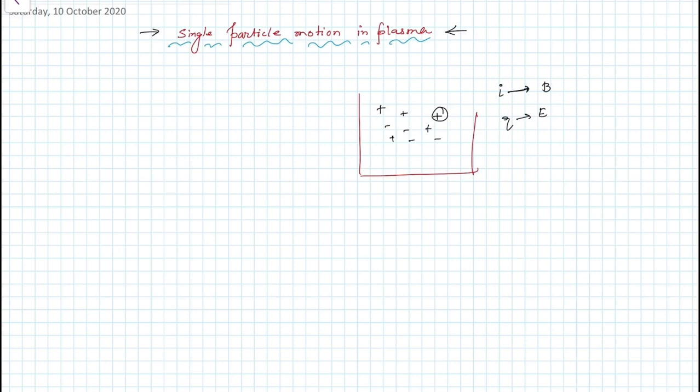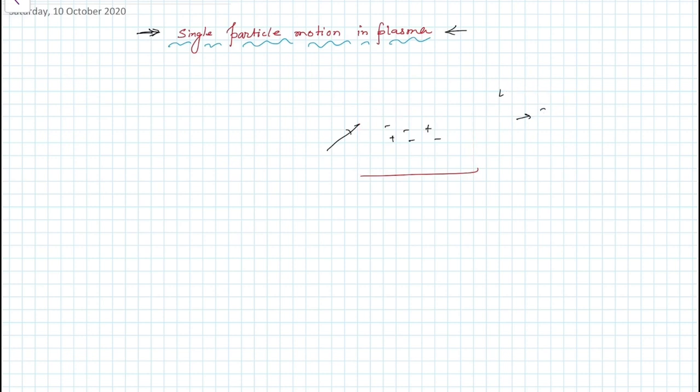So here we are going to study the behavior of these charged particles when an external magnetic field and electric field are applied. But in plasma it is very difficult to study the behavior of these particles. That's why we are going to take a single particle motion in plasma. So we will study the motion of a single particle in plasma.